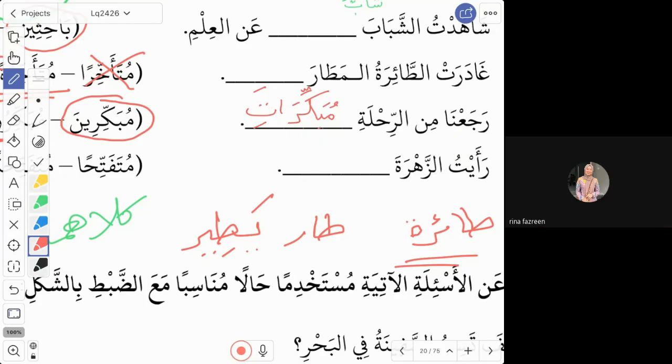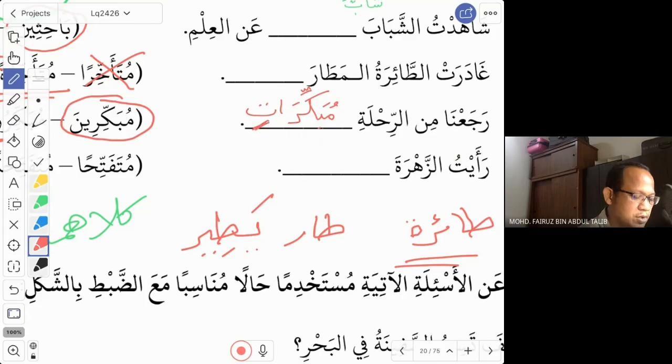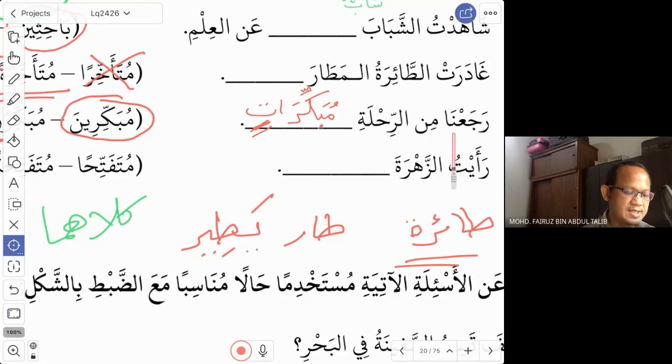Mansub. Because jamak muannas salim, when it is mansub, you don't use fathah, but you use kasrah. One kasrah or tanwin, two kasrah? Two kasrah, because there is no alif lam. Yes, so this is the correct answer if the word na here is for muannas.